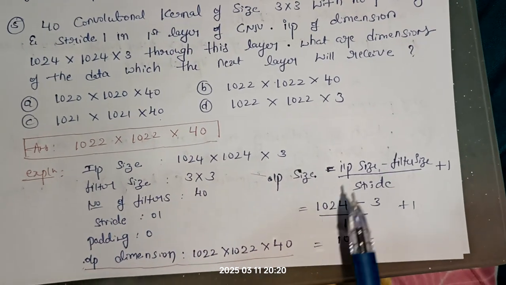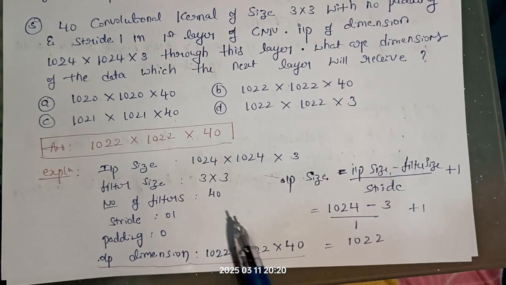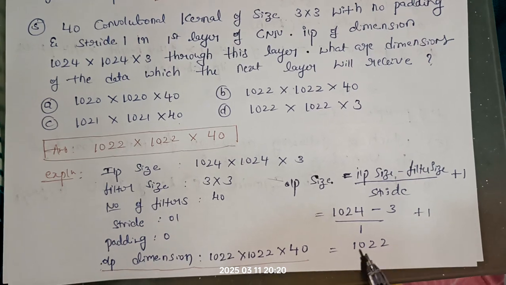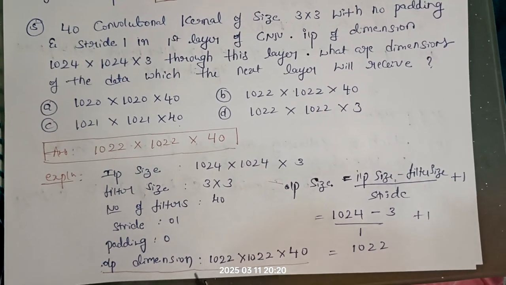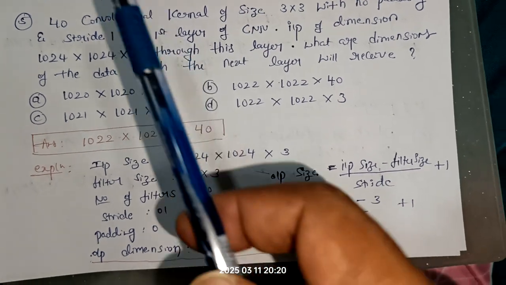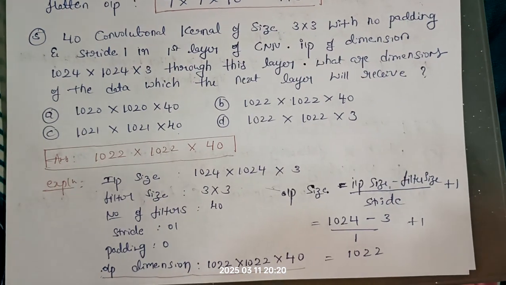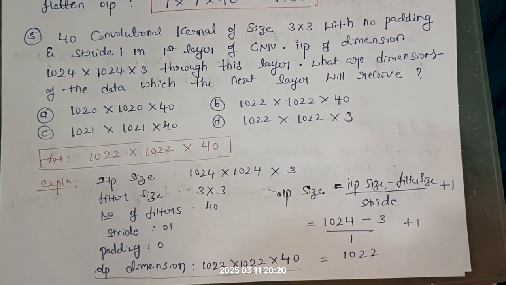So apply the same formula: input size minus filter size divided by stride, 1024 minus 3 divided by 1 plus 1, so 1022 you will get. So the output dimension is 1022 into 1022 into 40. 40 is the number of filters. This is the fifth question answer explanation.